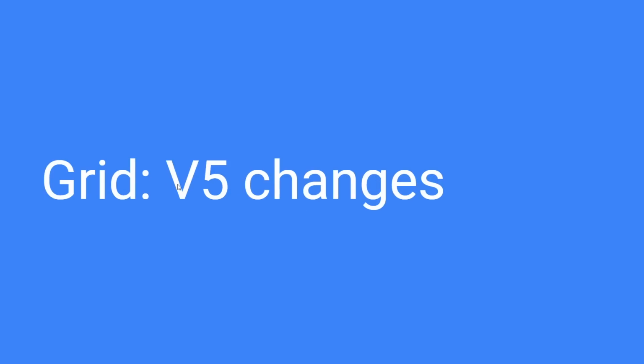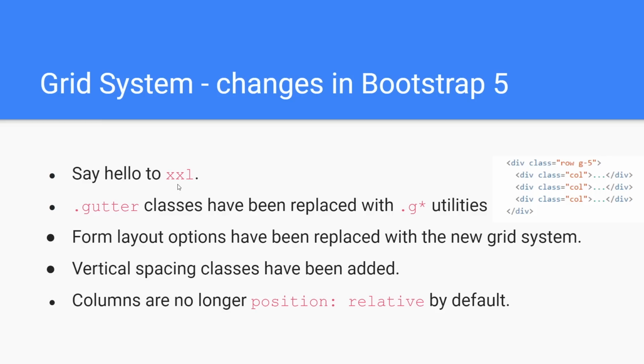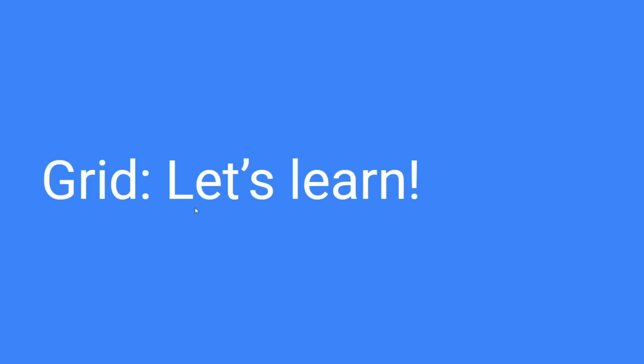Okay, so now let's quickly go through the changes in grid from Bootstrap 4 to Bootstrap 5. We already said that there is a new extra large size introduced. There is also the gutter class which has been replaced with g-star, and we're going to see how to use it in just a few seconds. And there are a few other changes which we're going to see right now.